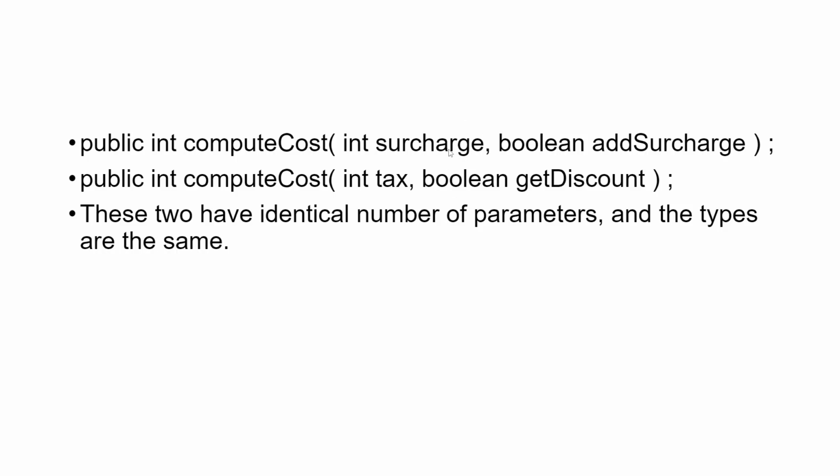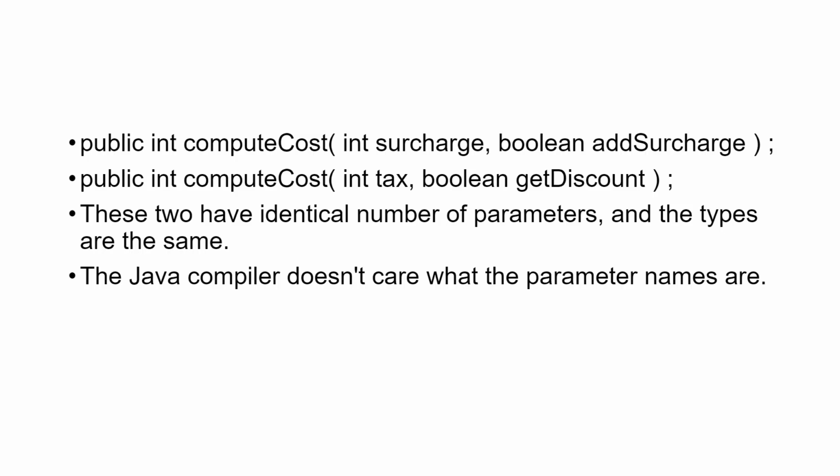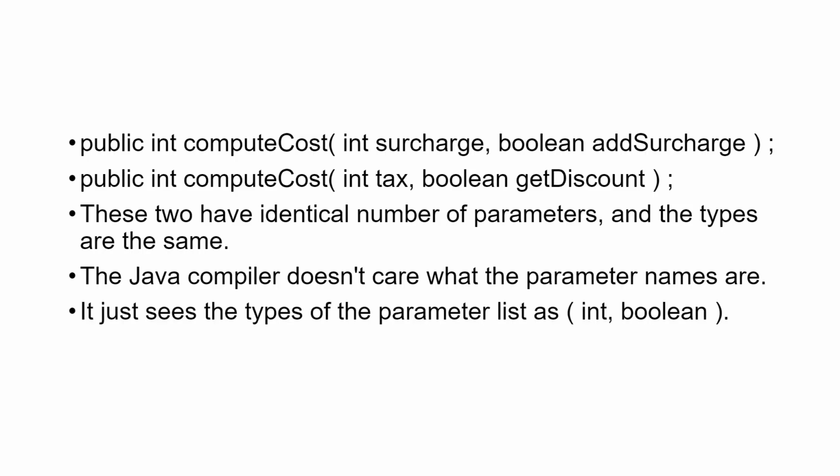It does not matter what the formal names of the parameters are. Here the formal name of the parameter is surcharge and here the formal name is tax. But from the compiler's point of view, they are both of type int and they are both the first parameter, so they are the same. Similarly, for the second parameter, in the first method we have addSurcharge and in the second method we have getDiscount. Although as humans, when we read this, they are totally different things, from the compiler's point of view the second parameter in both methods is of type boolean. The compiler doesn't care what the formal names of the parameters are, it just sees the parameter types list as int, boolean.